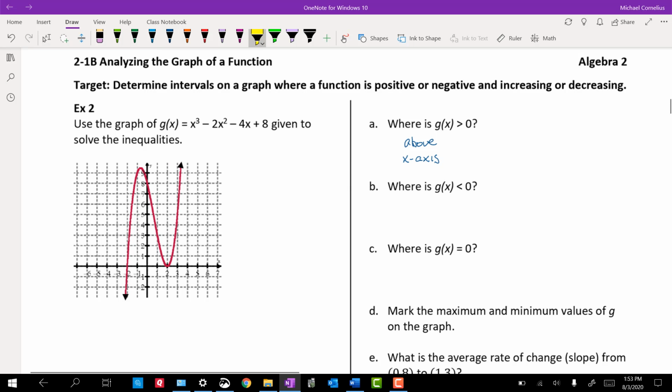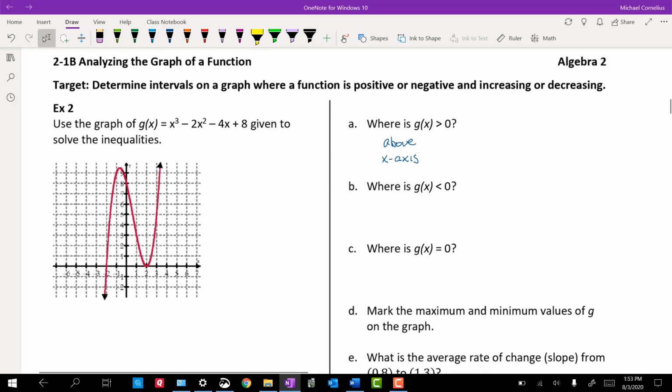I'm going to highlight again, and I can always erase later, so I'm going to highlight everything above. That's up here, even here. Now I touch the x-axis right there, and then I'm back above over on that side. So I need the domain of that yellow part. Okay, I need that domain of that yellow part. So here we go. The domain. So I'm going to start here.